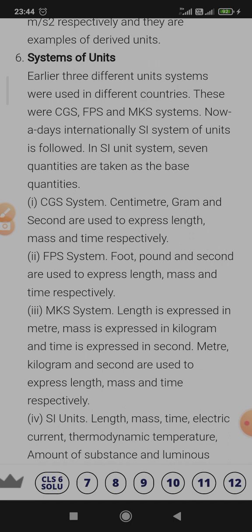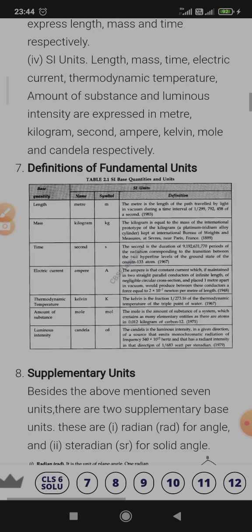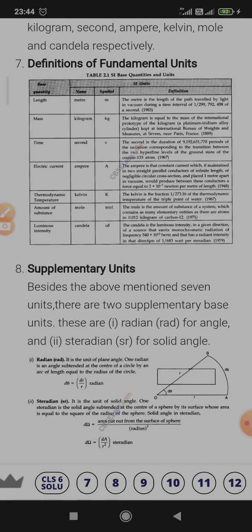System of units. Not that much too. CGS, FPS, MKS, and SI unit. Definition of fundamental unit. Just read it.